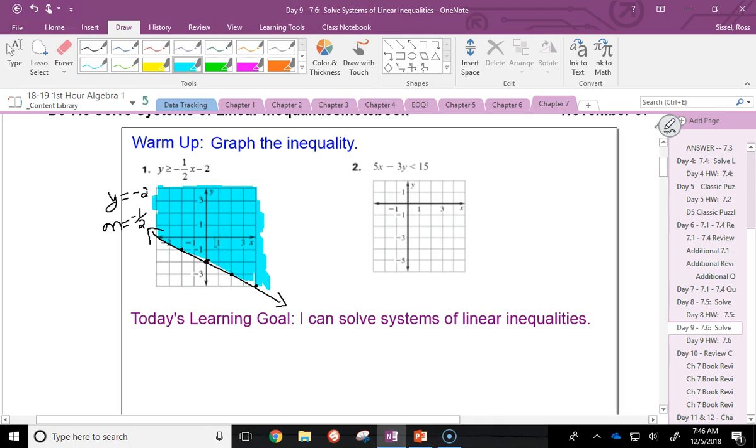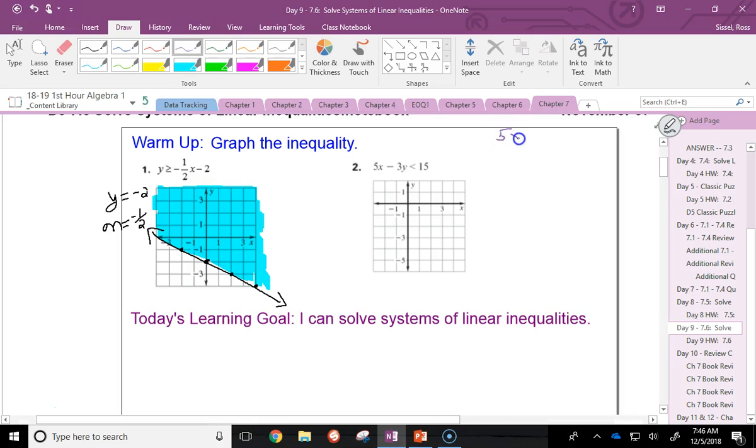So this is how we graph our inequality. If it's greater than, we shade above. If it's less than, we shade below. If you can do this part, today's assignment is going to be fairly easy for you. Okay? We're going to look at number 2. Can I graph it as it is? No. So obviously, we're going to go ahead and solve for y.